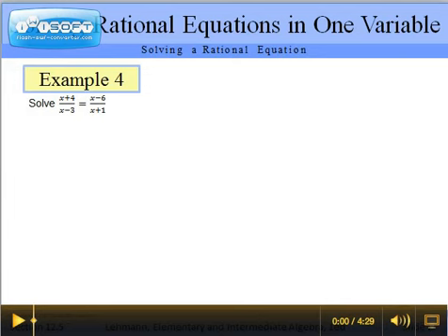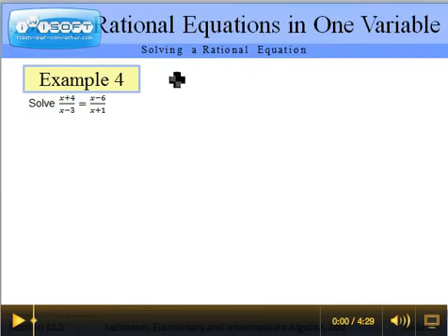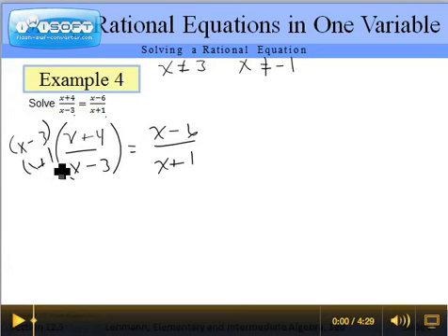Example 4. I want to solve (x + 4)/(x - 3) = (x - 6)/(x + 1). So first note that our excluded values are going to be 3 and negative 1. Then I need to take my equation and multiply both sides by the LCD. In this case my LCD is (x - 3)(x + 1), so I'll multiply both sides by (x - 3)(x + 1).